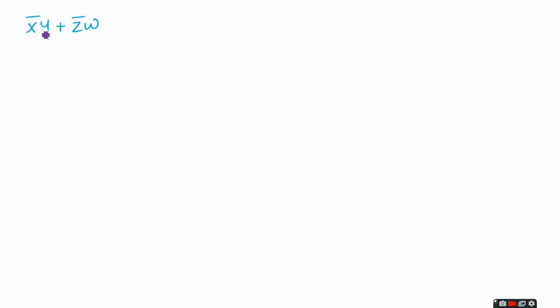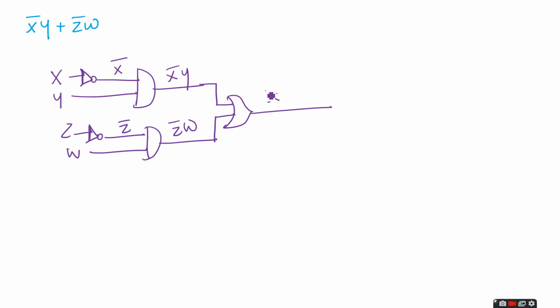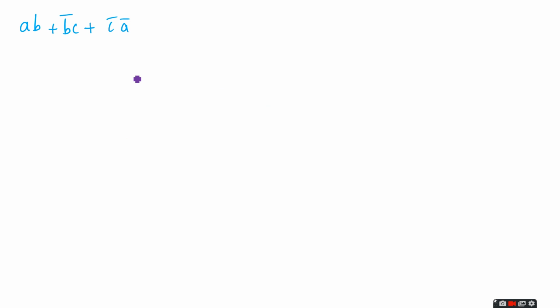Next is X complement Y plus Z complement W. We will take X, pass it through a NOT gate, and we will get X complement, then Y, then pass both through an AND gate, and we will get X complement Y. Then Z, pass it through a NOT gate, then W, then pass them through an AND gate, and we'll get Z complement W. After that, pass these through an OR gate, and we'll get X complement Y plus Z complement W.